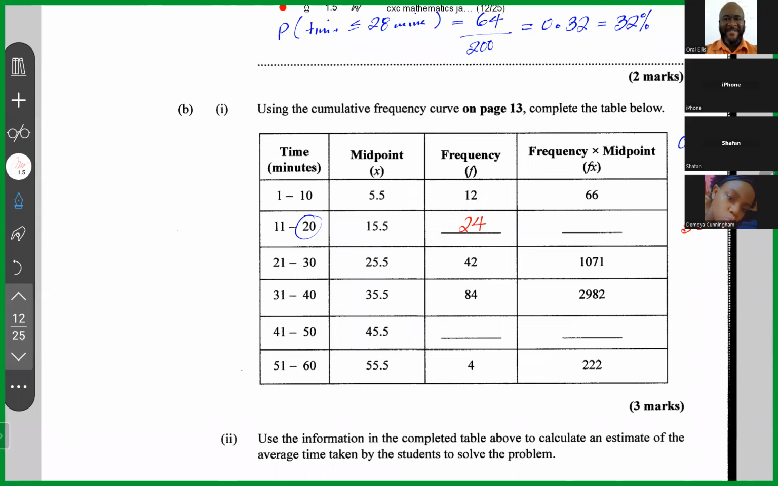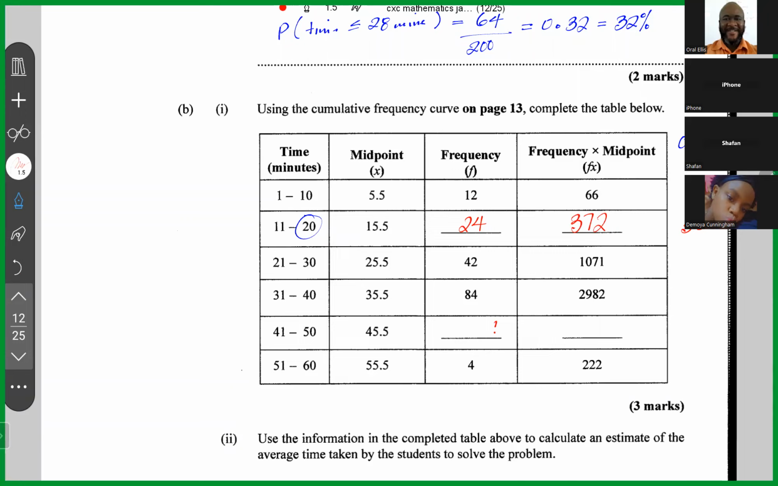If the frequency is 24, to get the value to the right, which is fx, the frequency times the class midpoint, I'm going to multiply the 24 by the 15.5. I'm going to get 372. So the value here is 372.